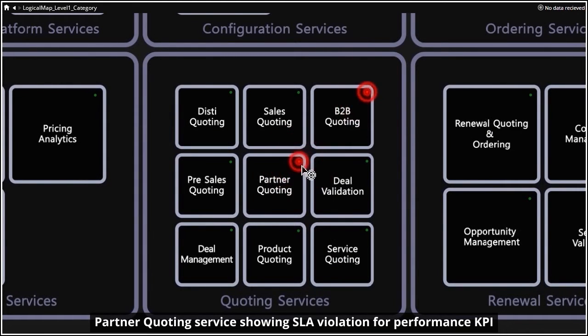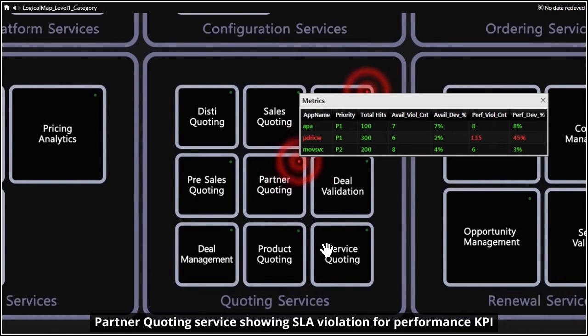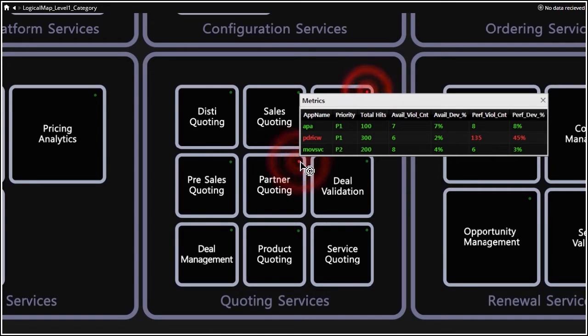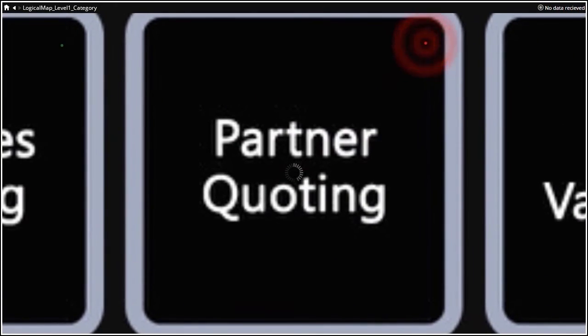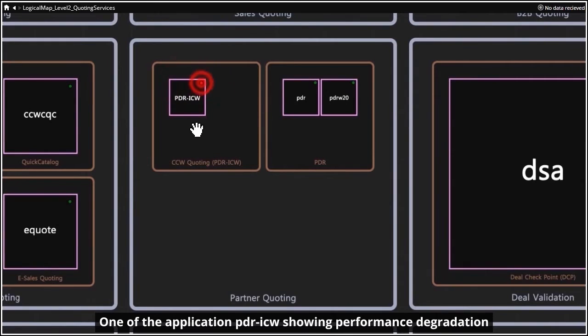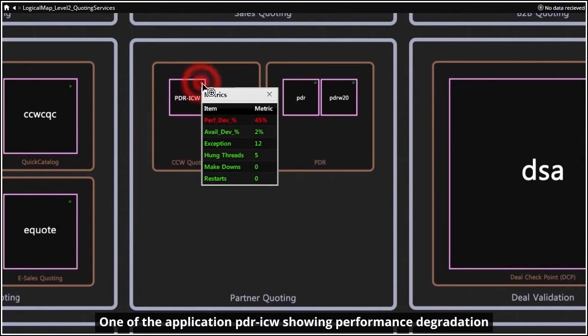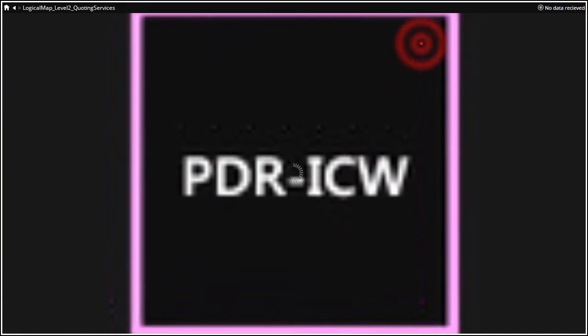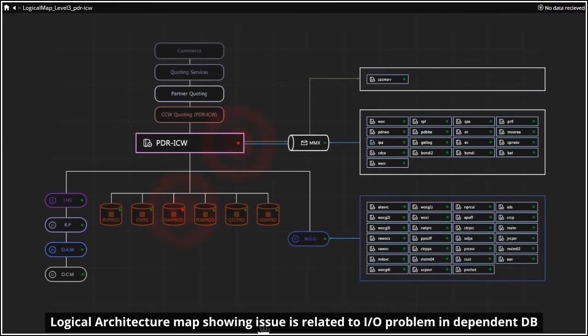Zoom into the application portfolio shows application PDRICW with 45% of the transactions violating the performance baseline. The deviation is high enough to show a critical red alert. The next zoom shows IO problems in one of the dependent databases.